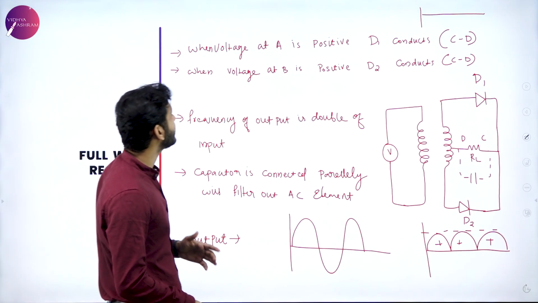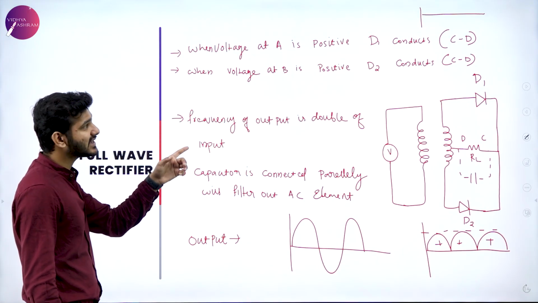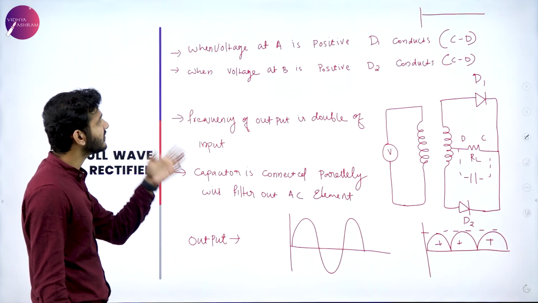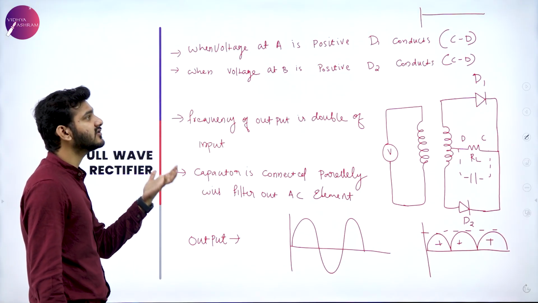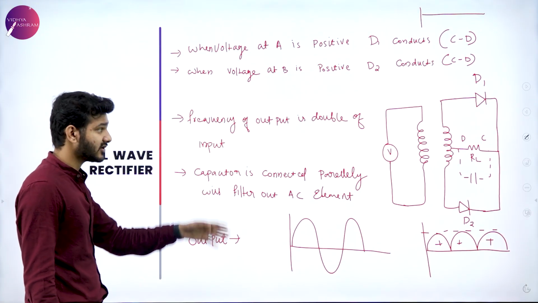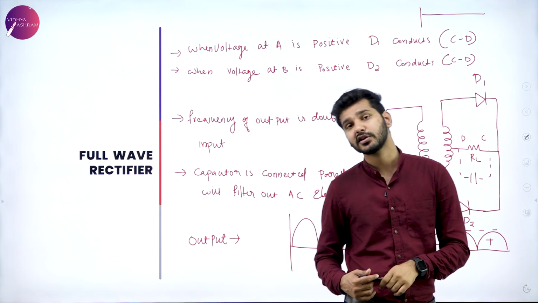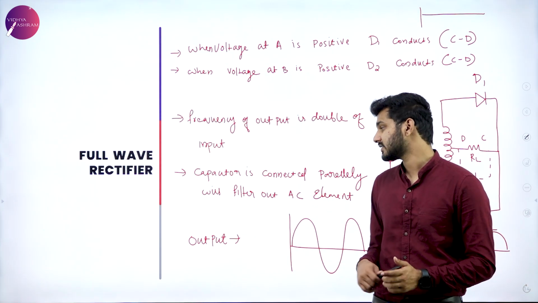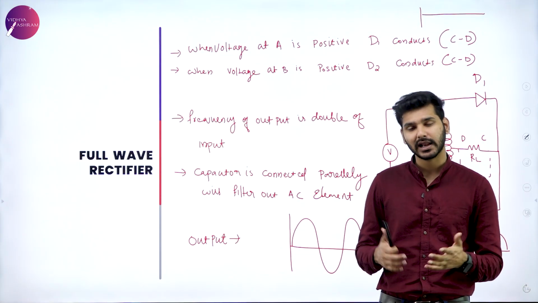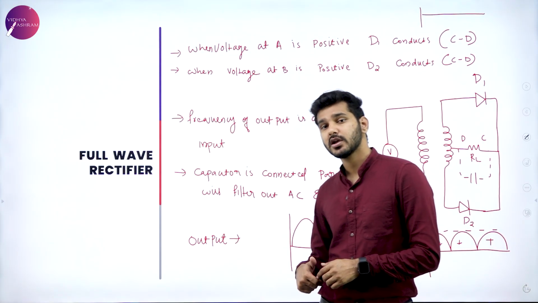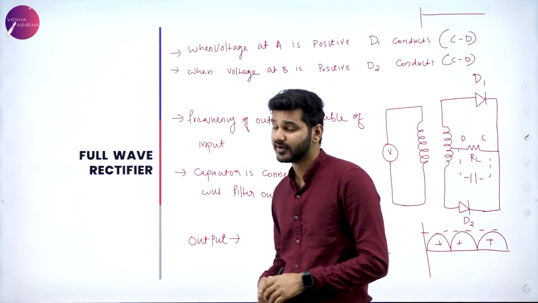So again, just to brief, we can say that when voltage at A is positive, D1 will be conducting. When voltage at B is positive, D2 will be conducting. Frequency will be double, and if you connect a capacitor in parallel to the load resistance, then it will filter out the AC element in that circuit. So that is all about full wave rectifiers.